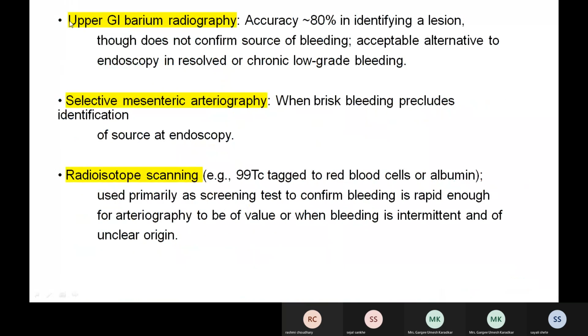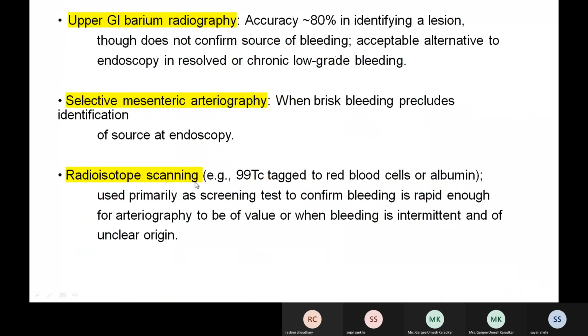Other investigations include upper GI barium radiography, which has an accuracy of around 80% and helps to identify the lesions, though it will not confirm the source of bleeding. Then selective mesenteric arteriography can be done when brisk bleeding precludes identification of the source at endoscopy. So selective mesenteric arteriography means identifying which artery is bleeding.